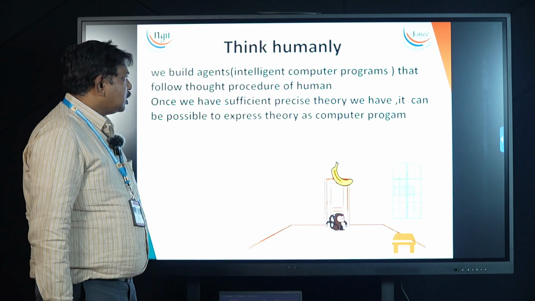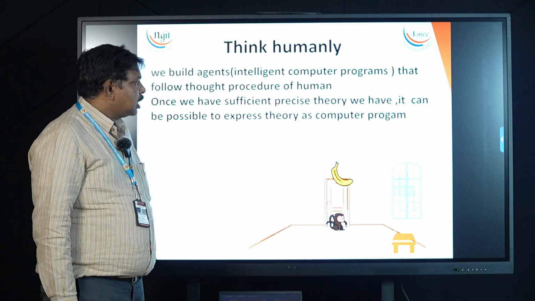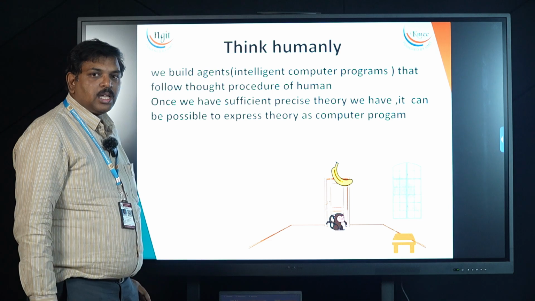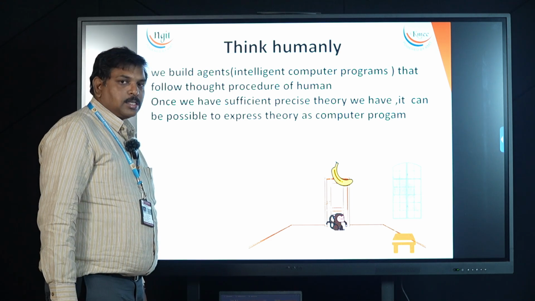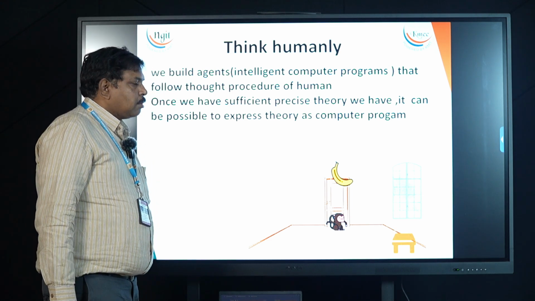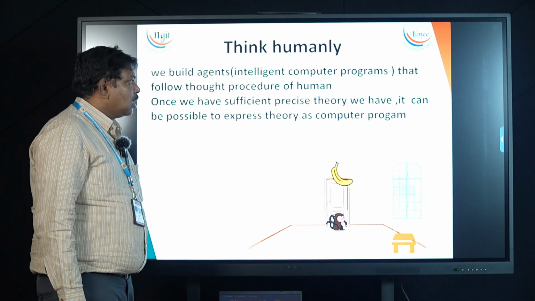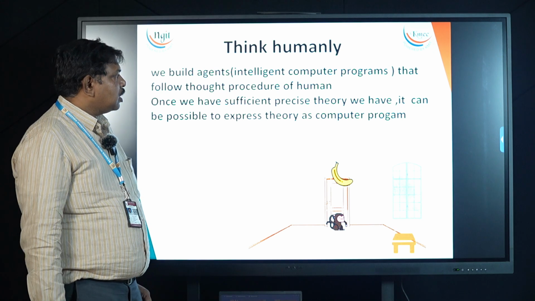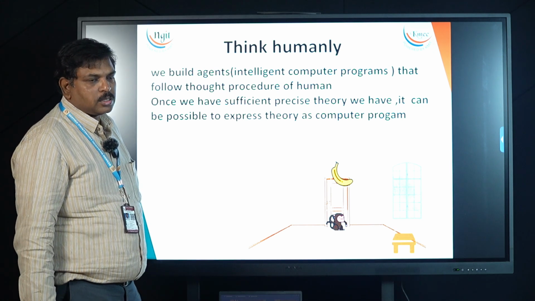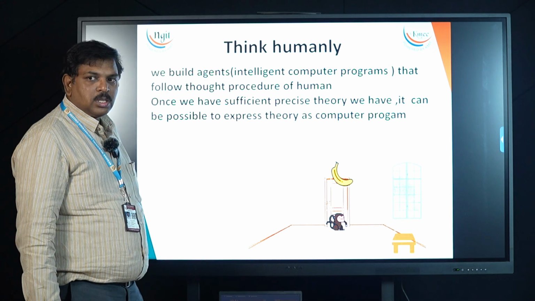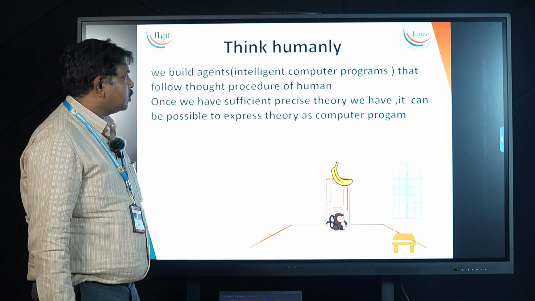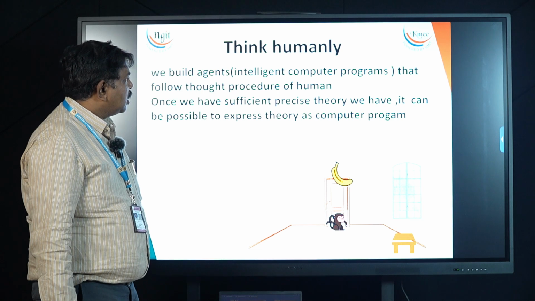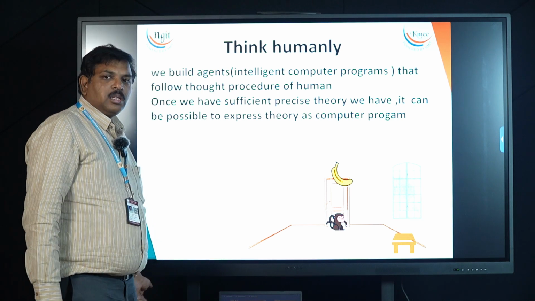First aspect, thinking humanly, means your machines are thinking like humans. So, humans generally learn, apply logic, and apply reasoning. These three things, and sometimes humans take decisions. If an intelligent machine also has all these capabilities, then we say it is thinking like a human.